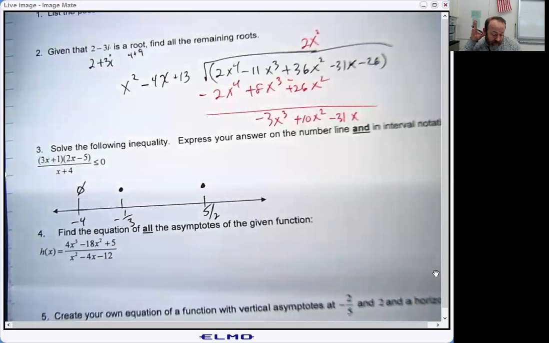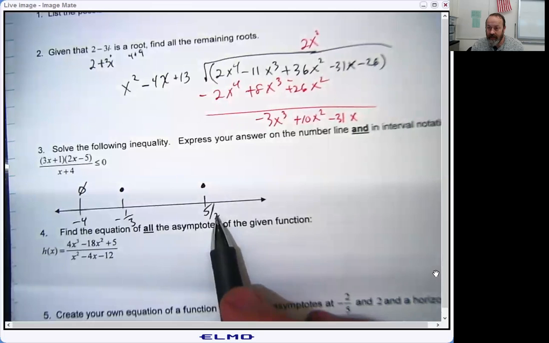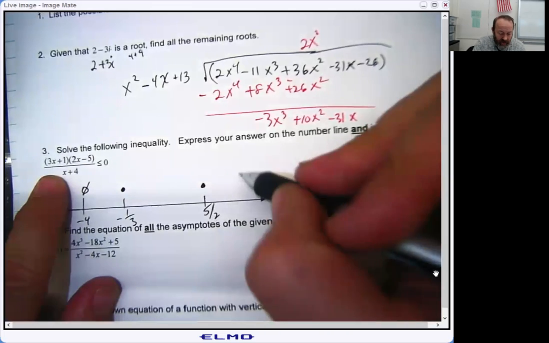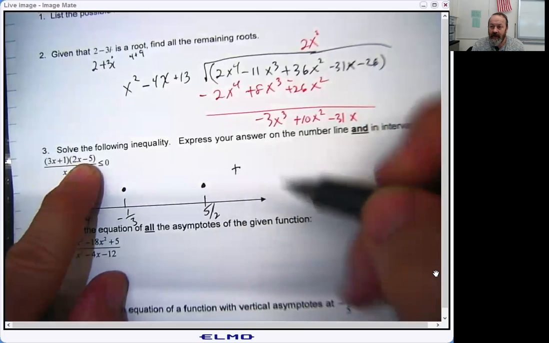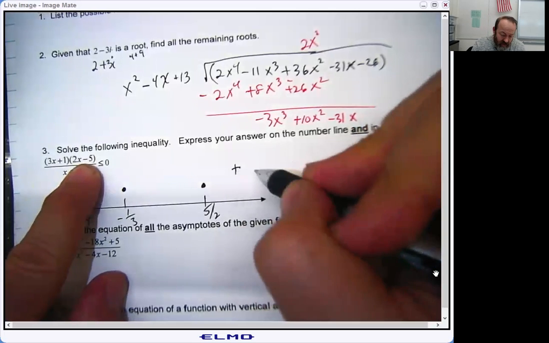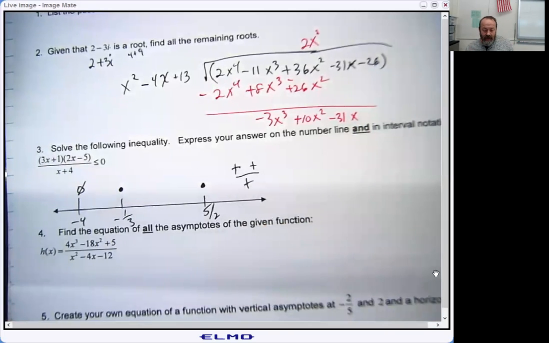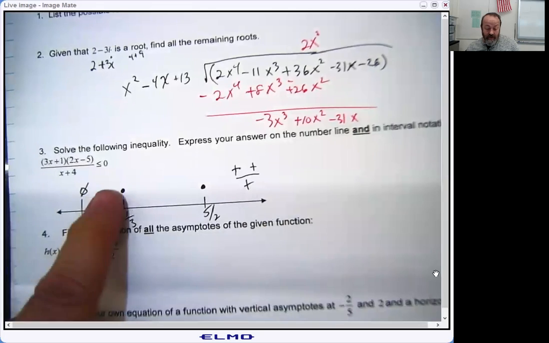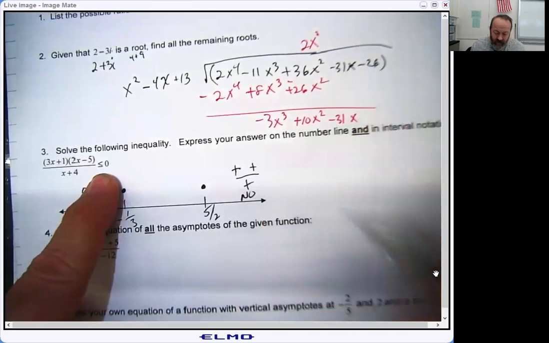So to finish that problem up, what I want to do is just try a value. So pick a number to the right of 5/2, like 10 or something like that. If you picked a 10, you'd get a positive here because 31 is positive. 20 minus 5, picking 10, was a positive, and that's positive. So clearly a positive times a positive over a positive is positive, but I don't want that. I only want numbers that are below 0.